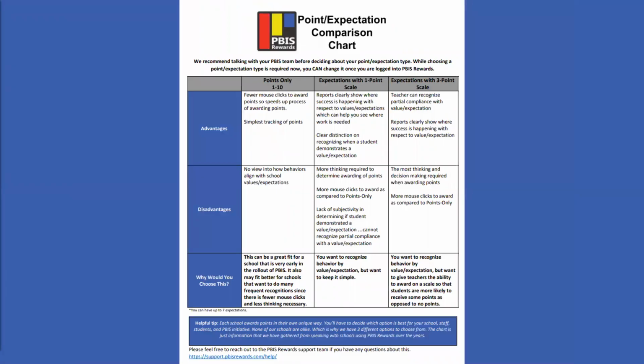The next thing you're going to do is set up your point or expectation system. We at PBIS Rewards have 3 different ways to set up points. So the first option is a 1 through 10 scale using points only. So for this, staff members can choose to give 1 point to a student or 10 points to a student.